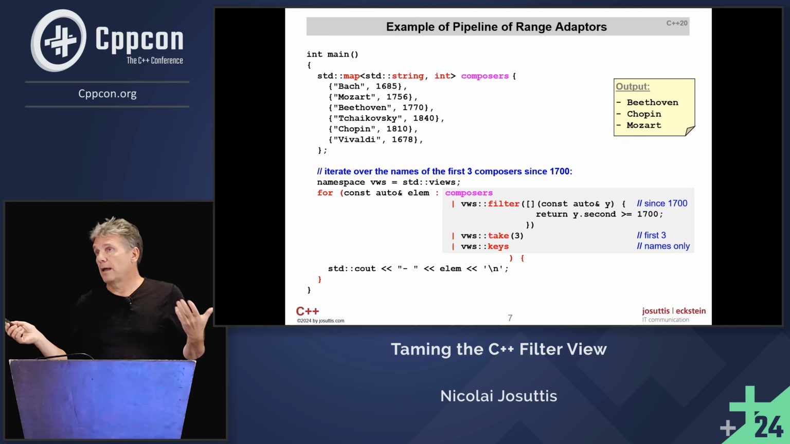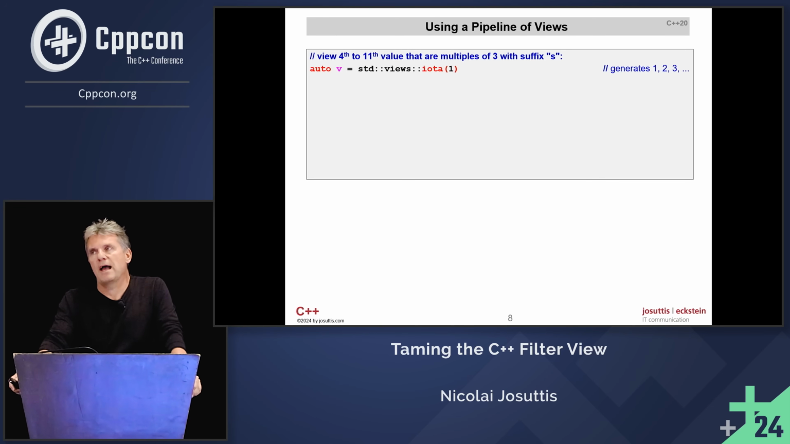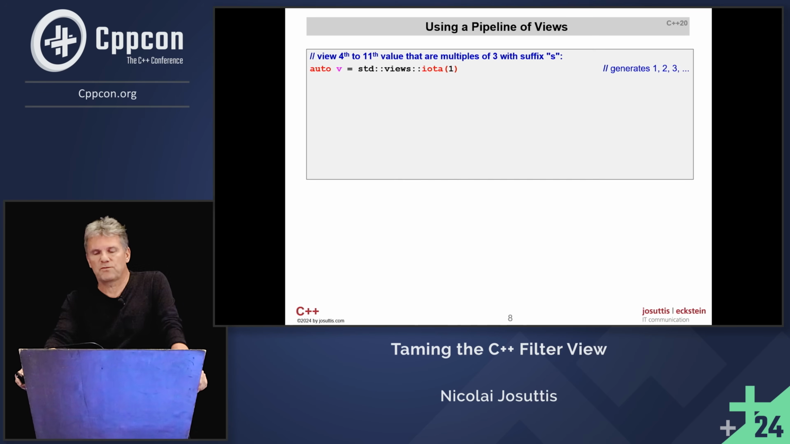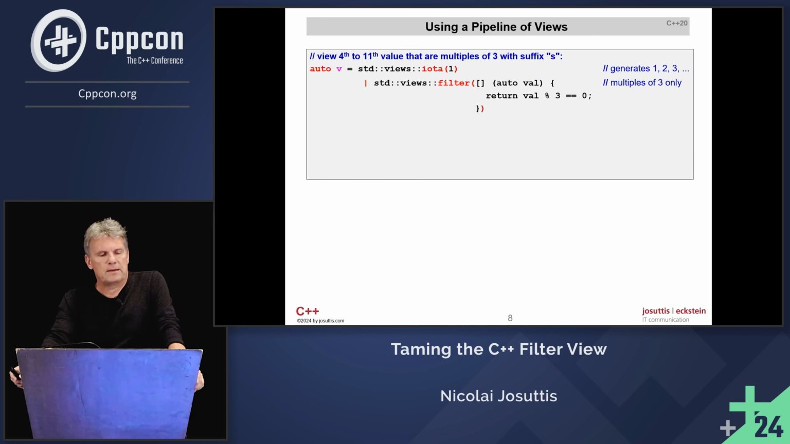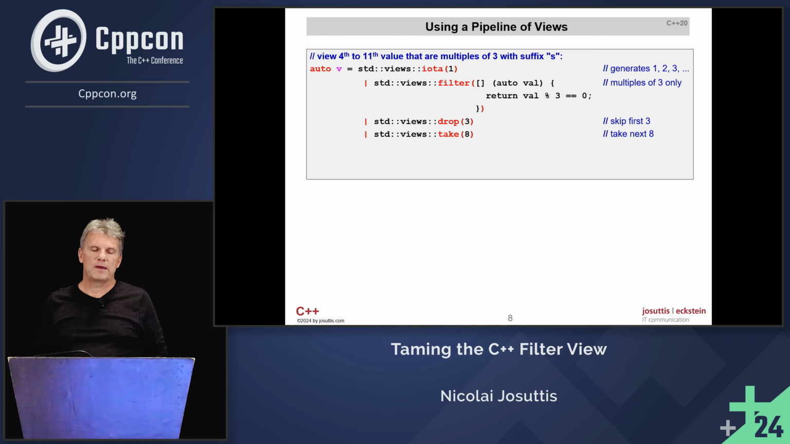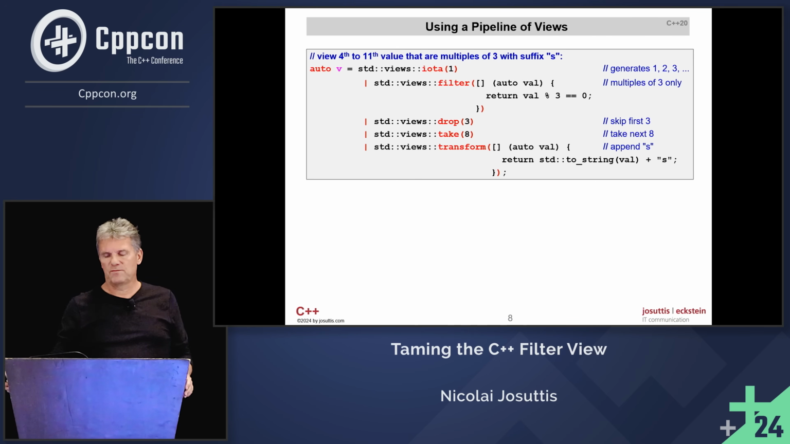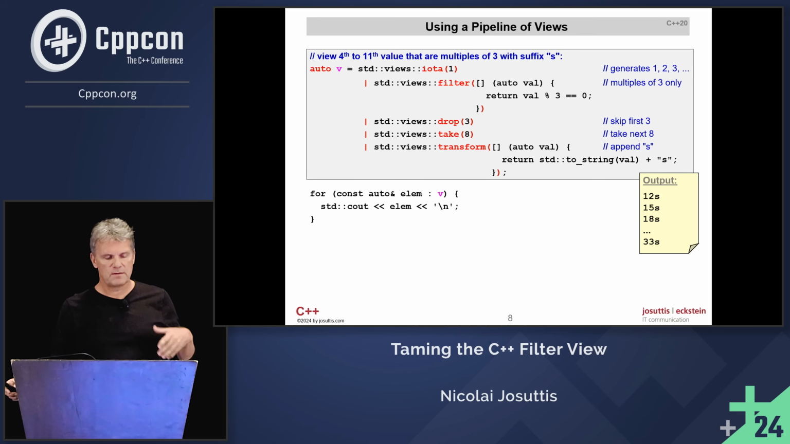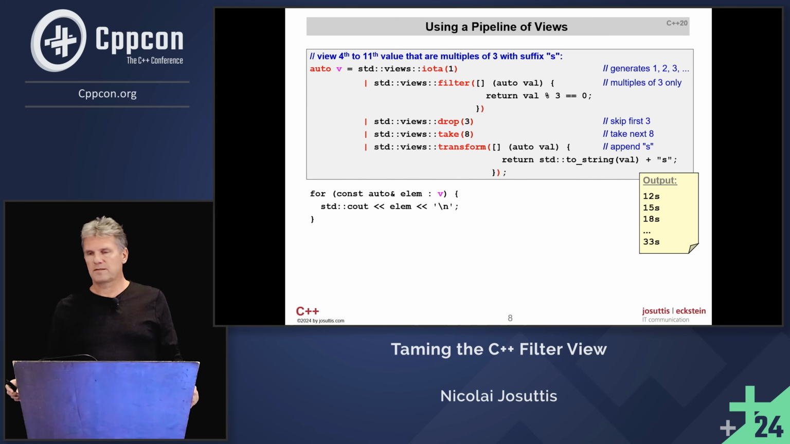OK. Yet another example, we have a source view that's called iota, which generates values from 1 to 2, 3, and so forth. This can be unlimited. And let's filter these elements, only use multiples of 3. Let's drop the first 3 of them. Let's take the next 8 of them and transform these values into strings, append an s, and use that on the right-hand side of the range-based for loop, and that's the output.